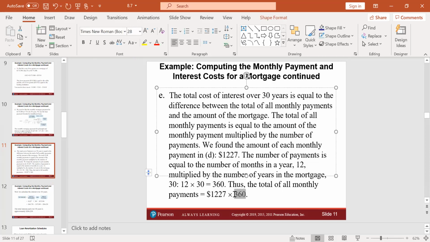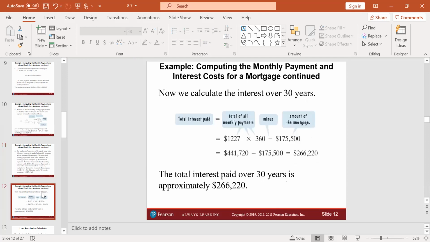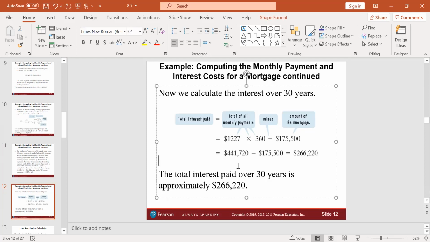30 years is 360 months. So the total amount that's leaving your pocket to pay off the house is $1,227 times 360, which is about $441,720. You only financed $175,500, so we're ignoring the down payment because it's already been paid and you didn't have to borrow money for the down payment. So you paid $441,720 total over 30 years for this house.